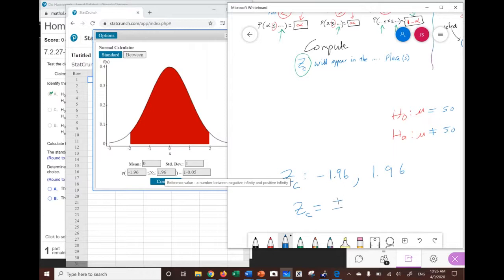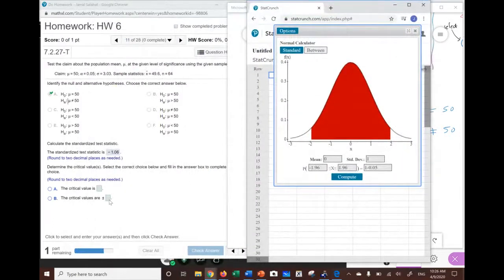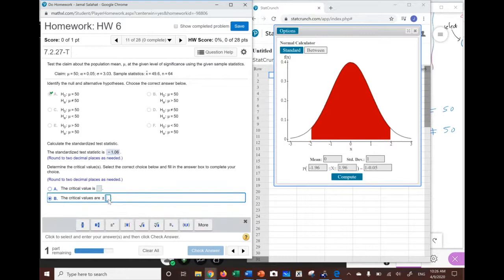Z critical equals plus or minus 1.96. In this problem, they are telling us to use the plus or minus. If they use a comma, we cannot use plus or minus. So in this case, we're going to put 1.96. In other words, it's going to be plus 1.96 one time, negative 1.96 the other time.